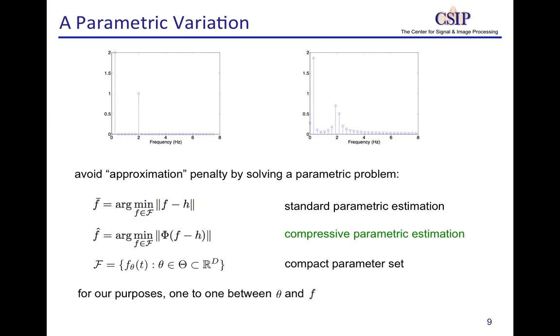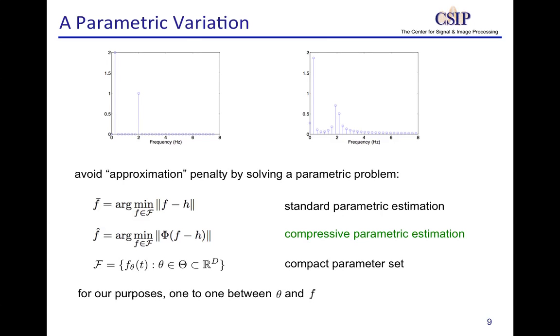So instead of doing standard parametric estimation though, we're going to do compressive parametric estimation. So parametric estimation just simply finds the best parametric function f that matches some data function h. And instead we're going to find the closest function f to h in compressed space, meaning after it's been compressed with this operator phi. And so what does our set look like now?